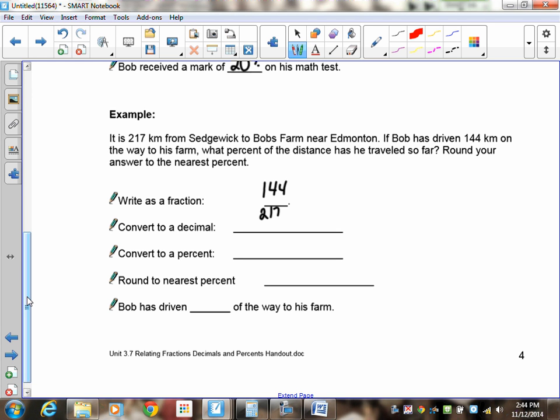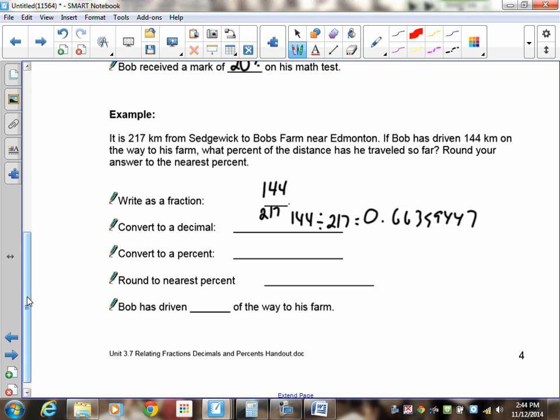Okay, so first we have to convert it to a decimal. So that's going to be 144 divided by 217. When you put this as a decimal, you're going to get something which fills your calculator: 0.6635947. Okay?